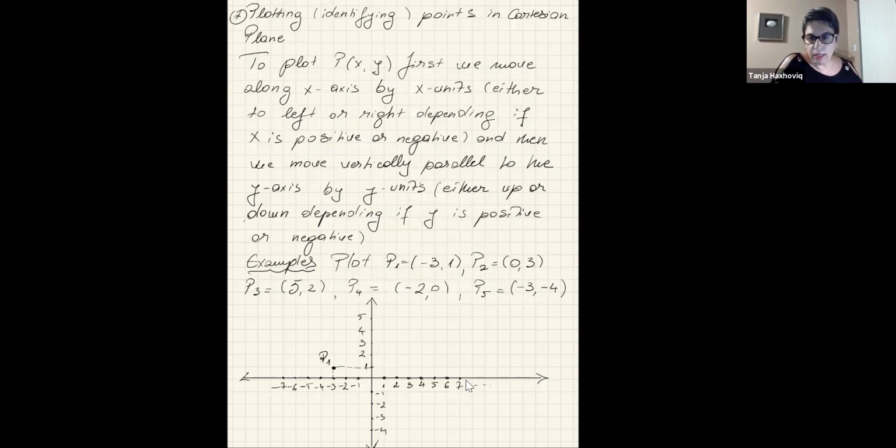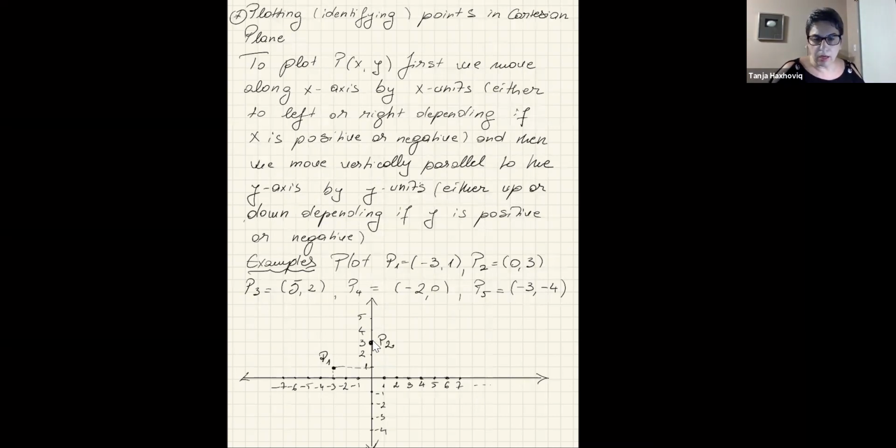Okay. Point P2 is 0, 3. So the x coordinate is 0. I don't move left or right, but I stay horizontally right here at 0. And 3 is the y coordinate, a positive number, so I will move along the y-axis, but up by 3 units. So 1, 2, 3. This will be point P2.